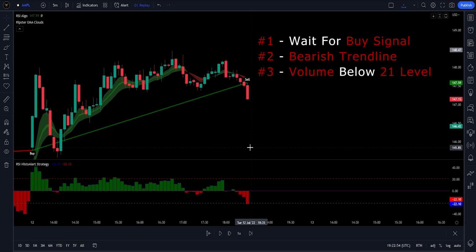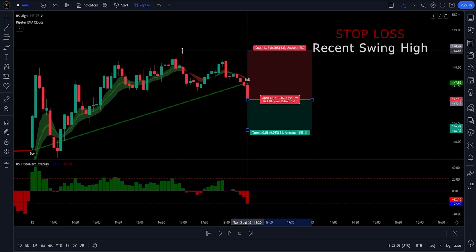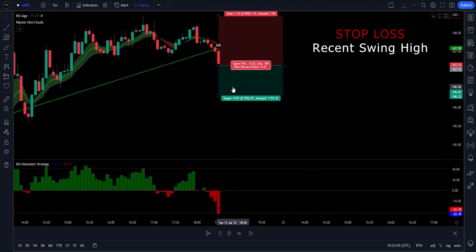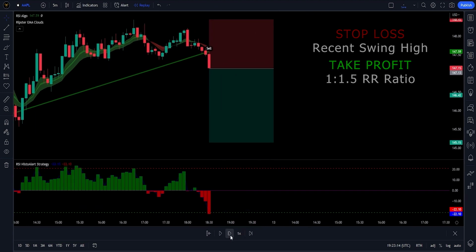As you can see, the volume is about -22, so all of our conditions are met, which means that we can now enter a short position. We will set our stop loss to the recent swing high. And just like in the long position, we will set our risk to reward ratio to 1.5, which is about here. Now, let's see what happens next.